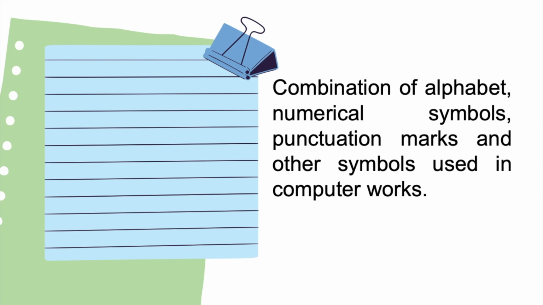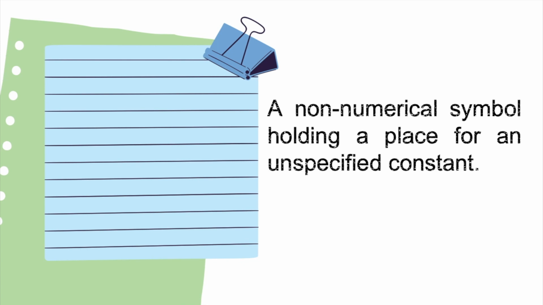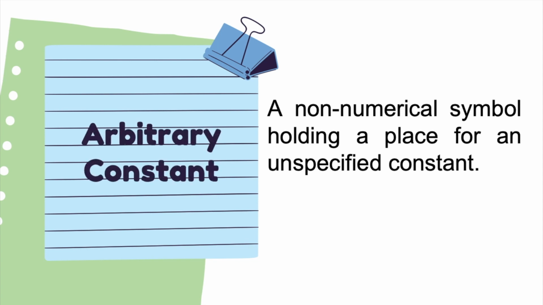Combination of alphabet, numerical symbols, punctuation marks, and other symbols used in computer works. Alphanumeric. A line segment drawn from a vertex perpendicular to the opposite side called the base. Altitude. A non-numerical symbol holding a place for an unspecified constant. Arbitrary constant.